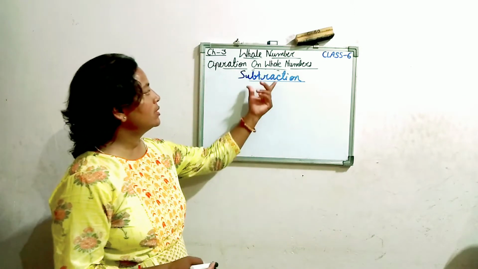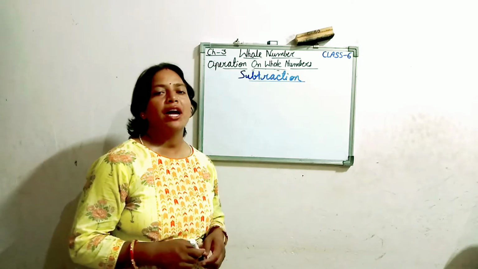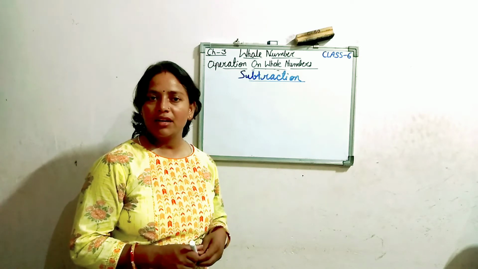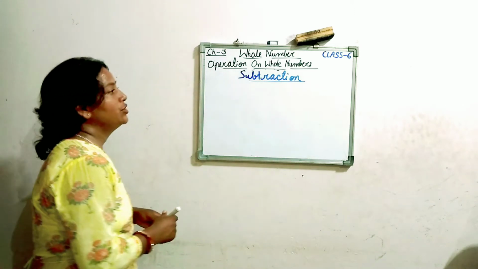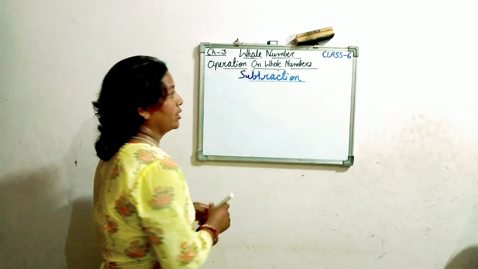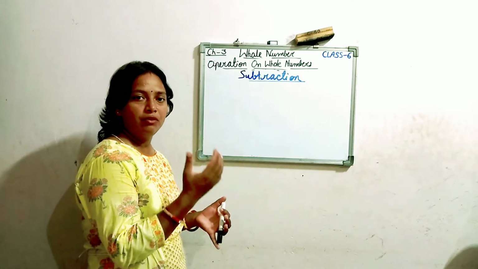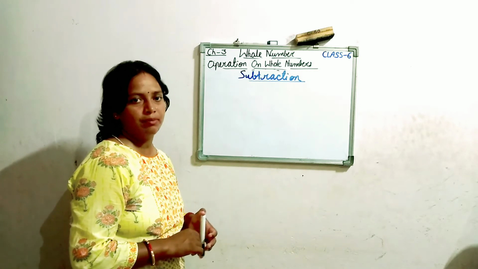So look here, subtraction. To do the subtraction, we use 3 terms: minuend, subtrahend, and the difference. The answer of the subtraction is known as the difference. Minuend and subtrahend, the words you already know. Minuend is the number from which we subtract something, and subtrahend is the number we subtract.